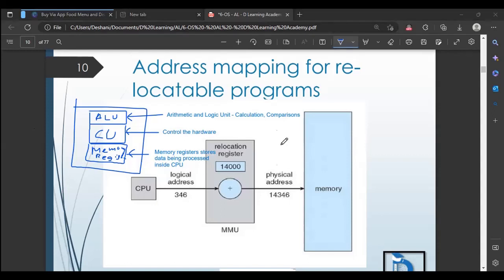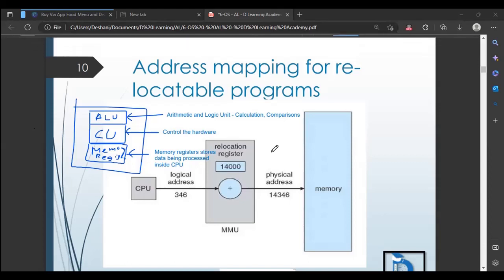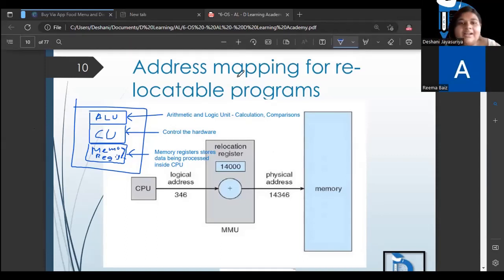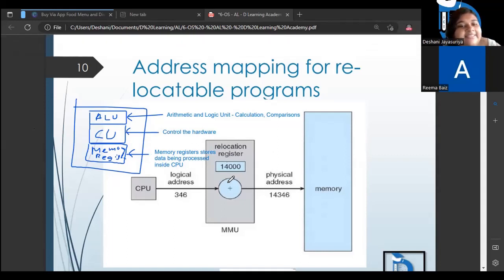All right. So when it comes to here, I think you got an idea about this part, right? We have the ALU, what happens there, and the CU, the control unit. And in memory registers, you have the relocation register, so easily you can find the place. So this is the logical address and physical address. These are some things related to how it is stored in registers.